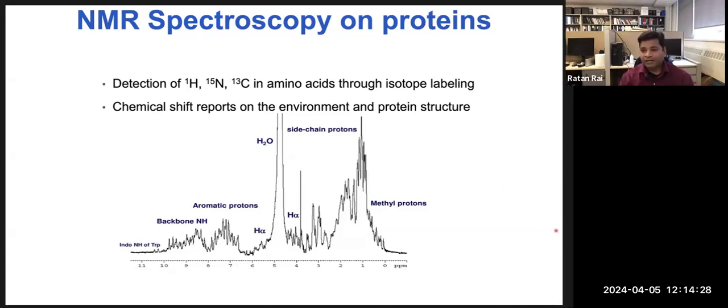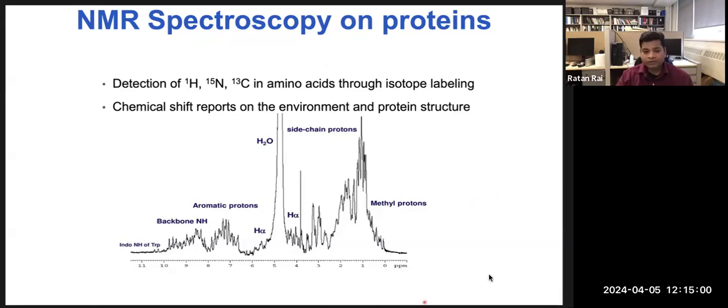So, like I explained in this slide, we cannot detect all the atoms. So what we do is grow our protein in isotopically labeled glucose, amino acid, or ammonium sulfate. And we will direct those specific labeled compounds in such a way that our protein is well labeled. And usually we record a 2D spectra which correlates different nuclei in different ways.